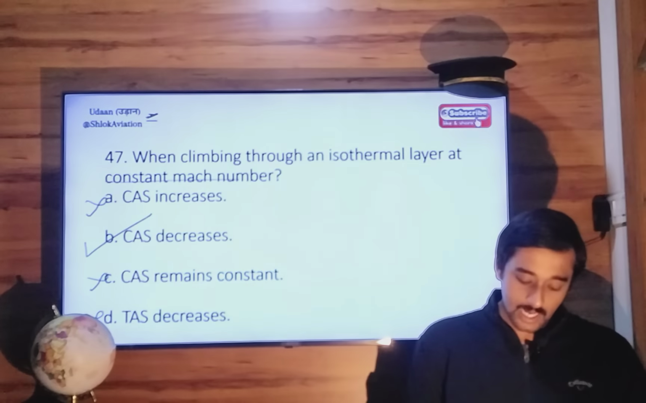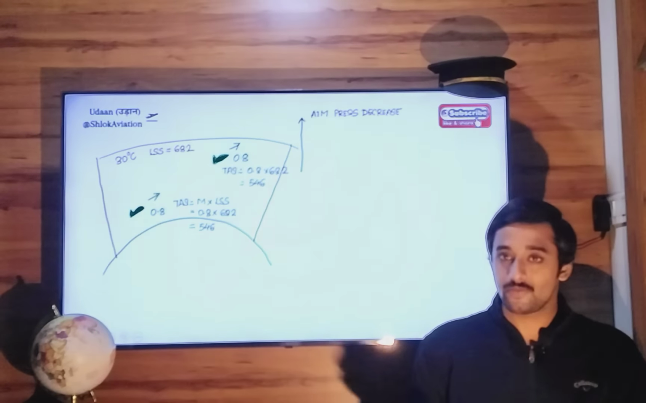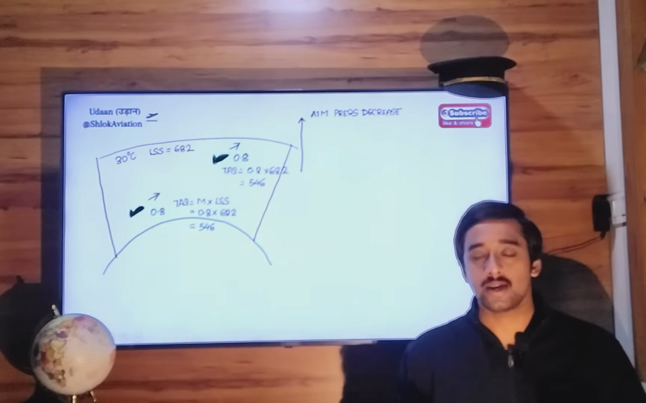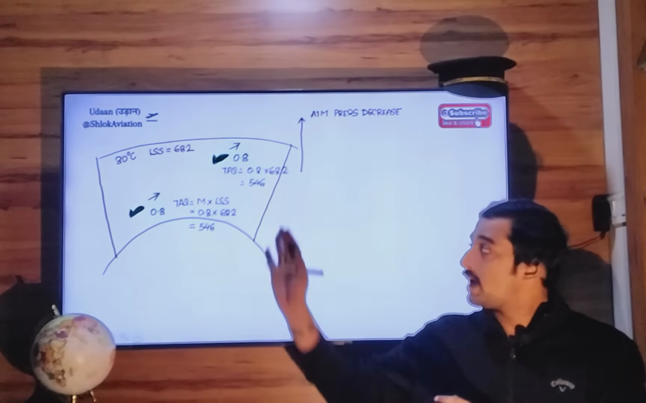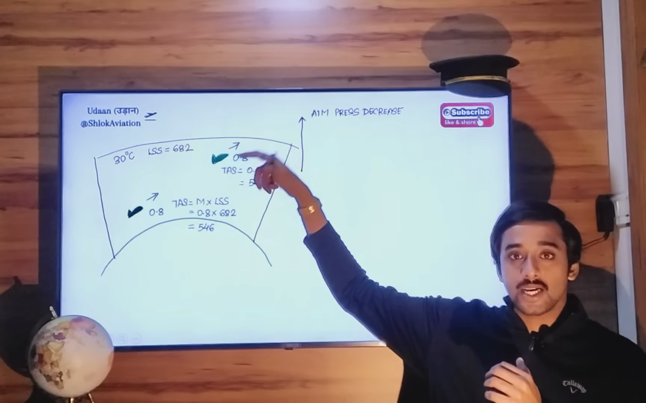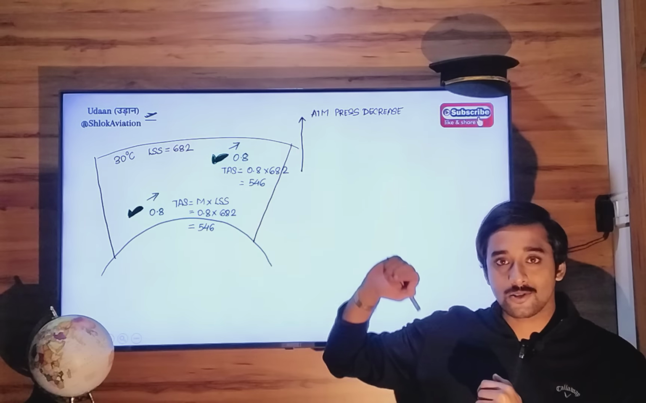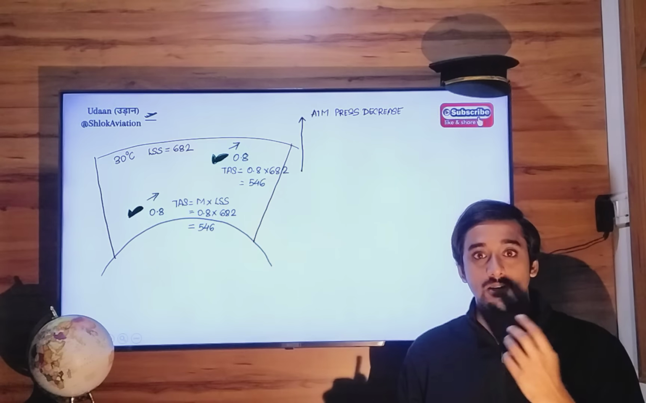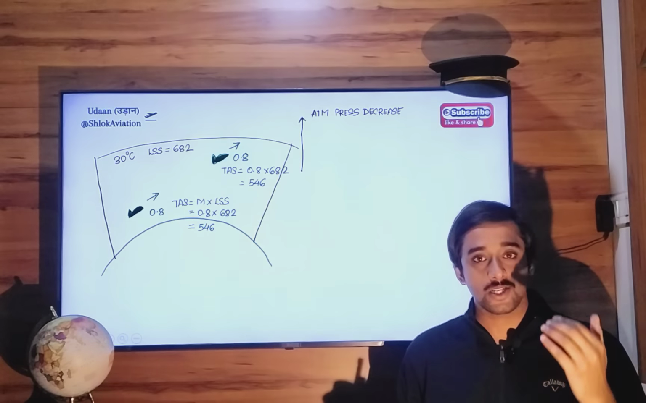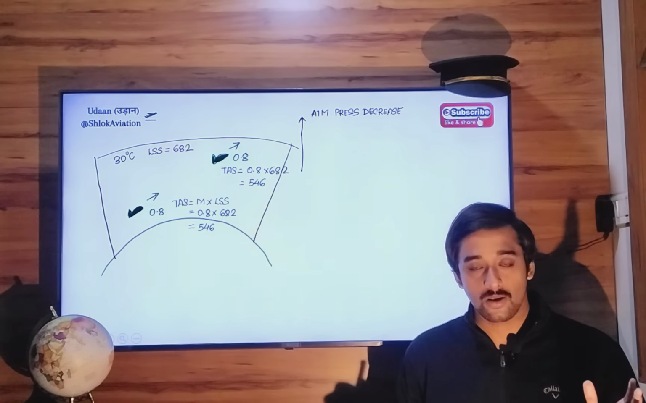Bravo. Now when you are climbing through an isothermal layer, okay, be it an isothermal layer, inversion layer or any other layer, atmospheric pressure will decrease as you are climbing to higher and higher altitudes. So dynamic pressure will also suffer. Okay, so dynamic pressure will also go on decreasing automatically.